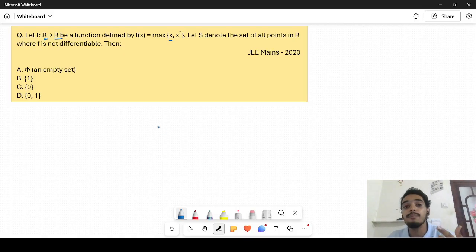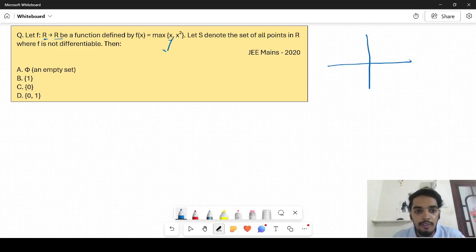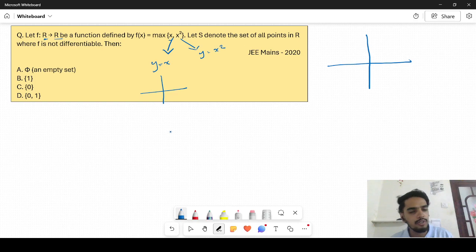When I taught you the chapter relations and functions, I told you that you have to learn limits, derivatives, relations, and functions, everything based on graphs. Graphically, you can solve JEE Mains questions very easily. First you have to plot the graph. There are two functions given here: y is equal to x, and y is equal to x square. What is the graph of y equal to x?